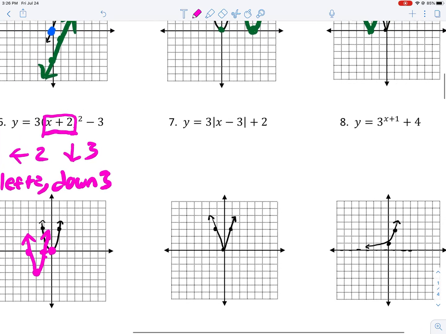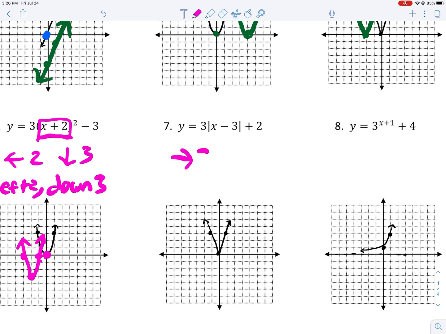Okay, same idea as the quadratic. Again, to the right 3, up 2. Why right 3? Because what makes this equal to 0? Right? Positive 3. That's in the right direction. So 1, 2, 3, up 2. Right 3. And there you go.